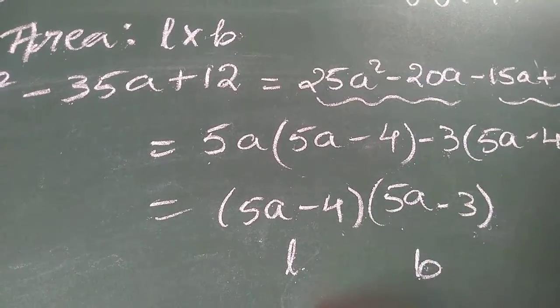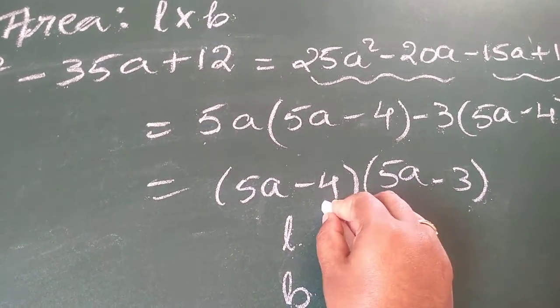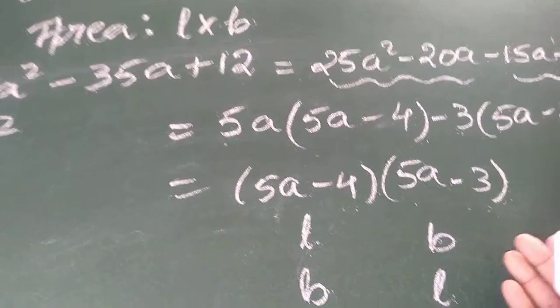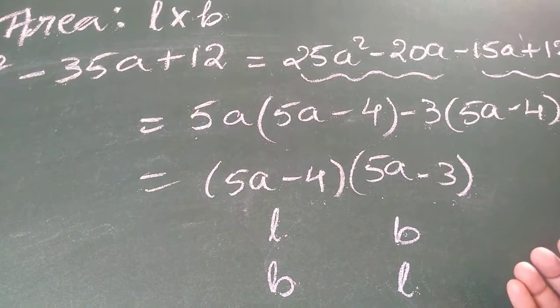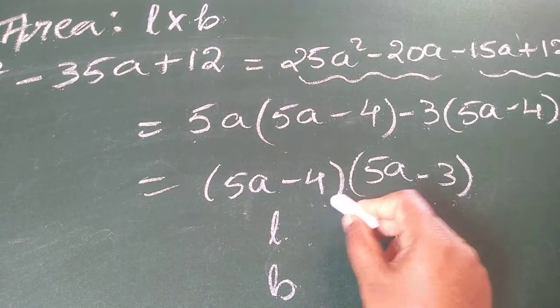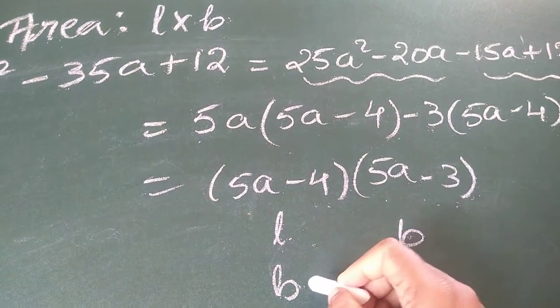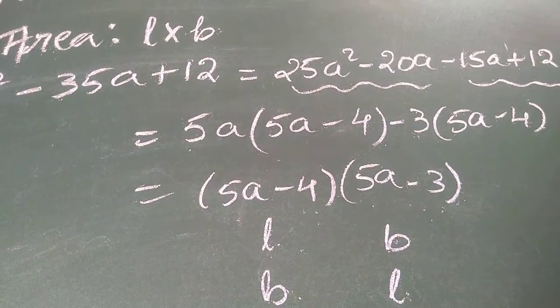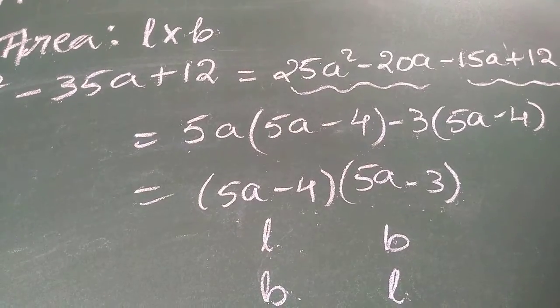If breadth is 5a minus 4, length is 5a minus 3. It is optional, children, because they did not give, no. So we can do it by trial and error method. When I take length as this one, I will get breadth as this one. When I take breadth as this one, I will get length as this one. Okay. Same trial and error for the second sum.